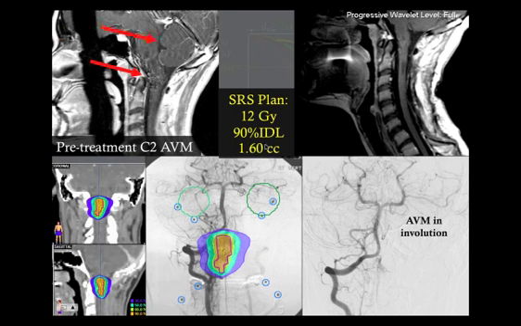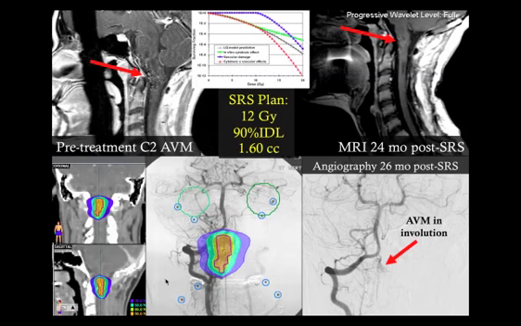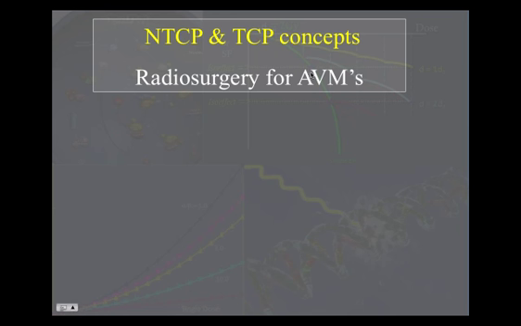And what about the spine? How can we treat the spine? We have treated some spinal AVMs, and we see that the same dose principles you use in the treatment of brain AVMs apply to spine AVMs. Here you can see one of the results.